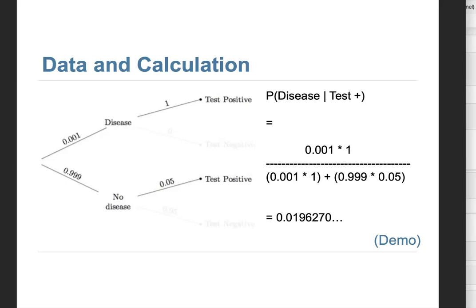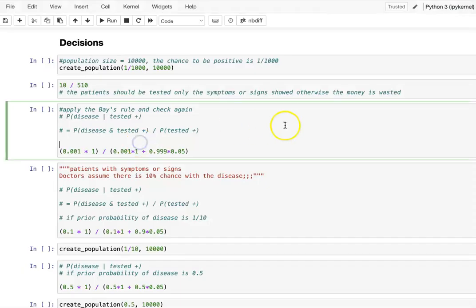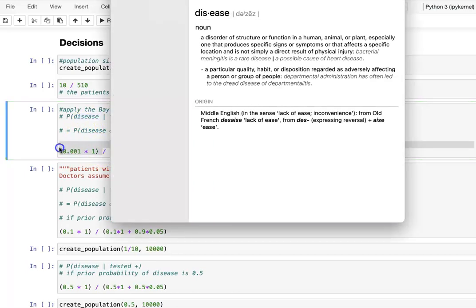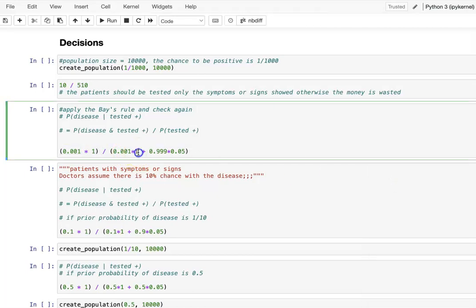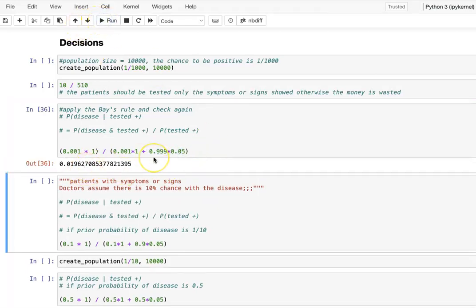Okay, of course, let's go back to our demo. Let's see this one first. Earlier we applied the Bayes rule and got the test positive with the disease, so we need to use that in the numerator. Then for the denominator we divide by the test positive with the disease plus the test positive without disease. That will be the result we have. It's about 2%.